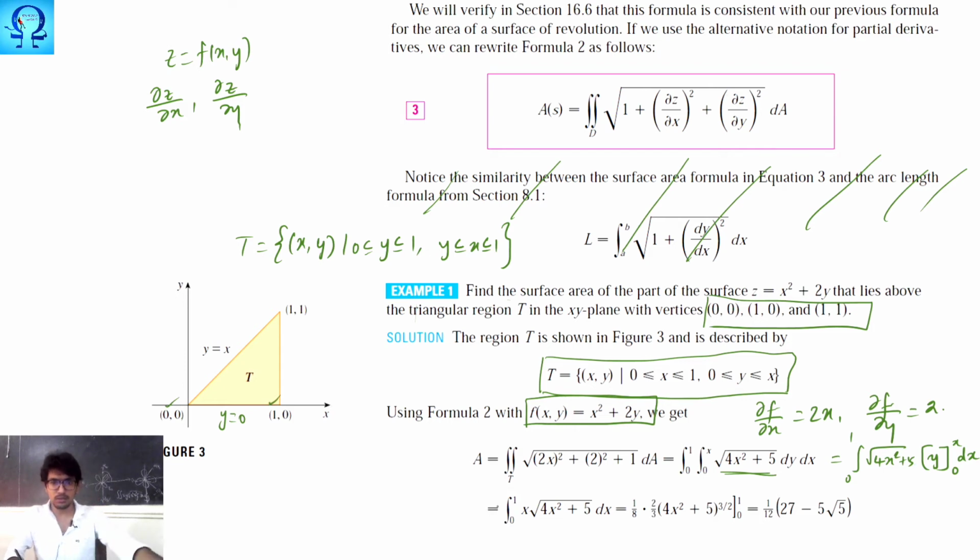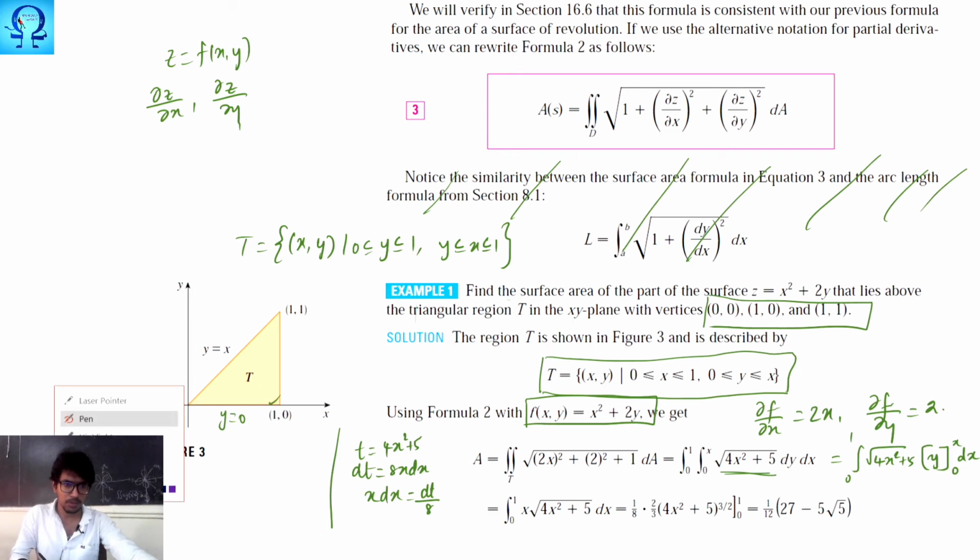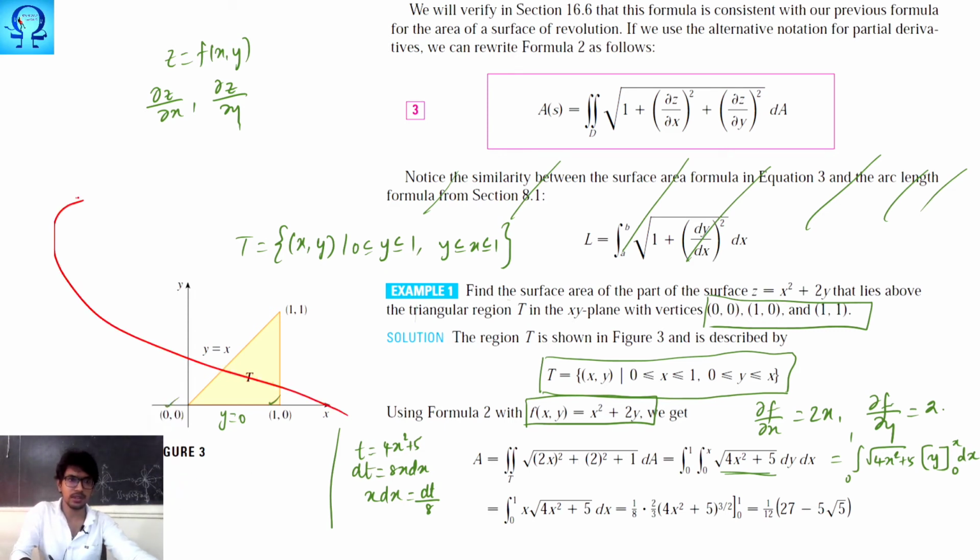And this one, let us go by substitution method. Let me give you the idea. Take t to be 4x square plus 5. So your dt becomes 8x dx. Therefore your x dx is what? dt upon 8. Okay, you don't need to change the limits.